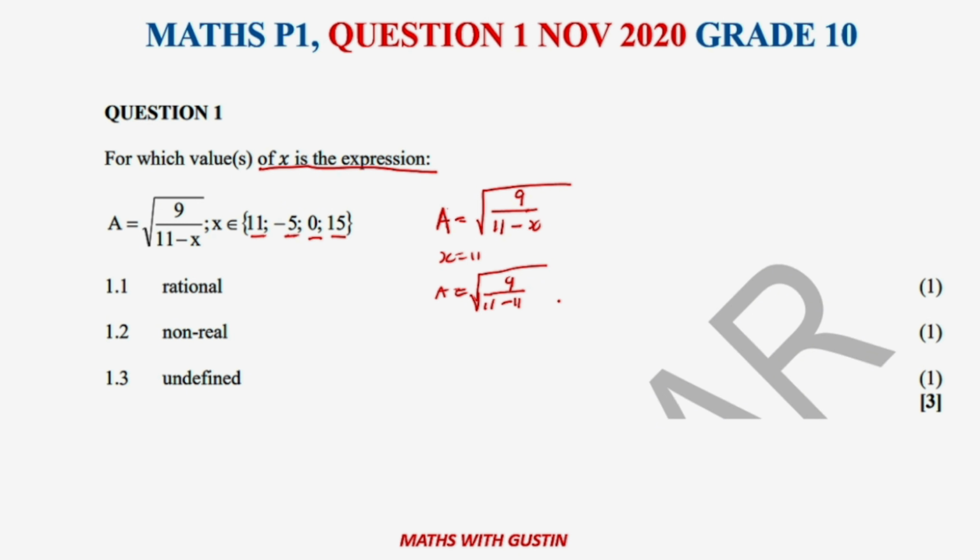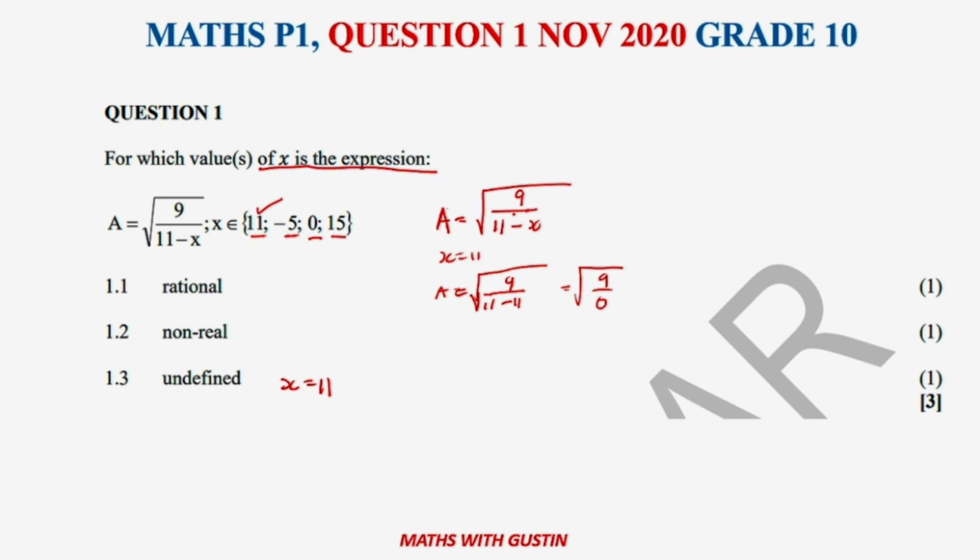Okay, 11 minus 11, therefore it means that at the bottom here is going to be 9 over 0, and we all know that anything divided by 0 is therefore undefined. So therefore we just answered 1.3. As easy as that, guys, as easy as that. Sticking to the basics. All right, we just answered this one, so it means x is equals to 11. So now we're done with this one. It means it's out of the picture, so we're left with 3 of them. So there's only one here that is not correct.